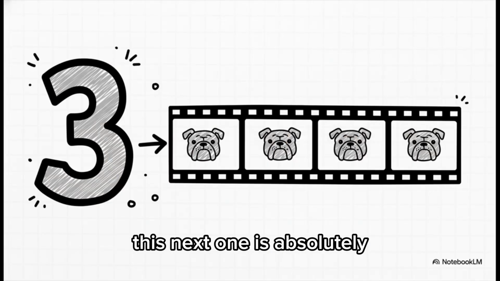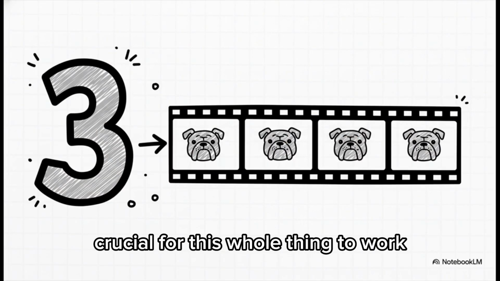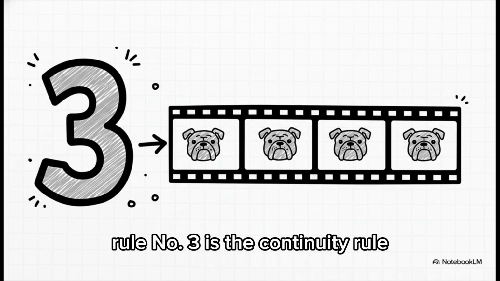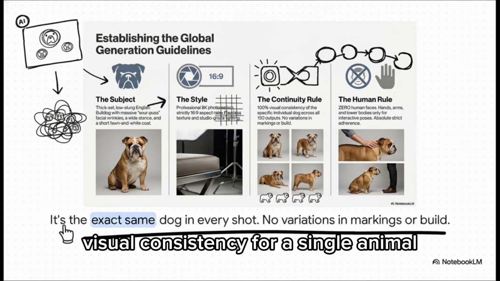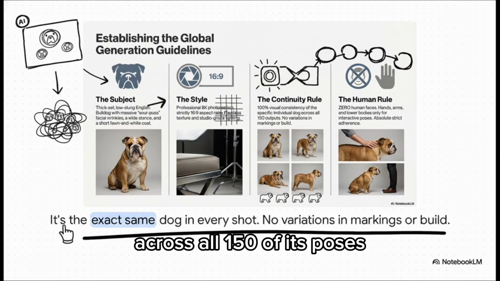Okay, this next one is absolutely crucial for this whole thing to work. Rule number 3 is the continuity rule. This rule demands 100% visual consistency for a single animal across all 150 of its poses. Look closely at this bulldog.